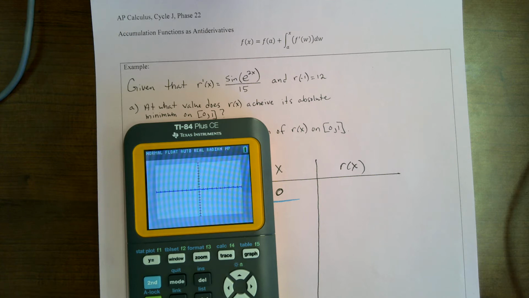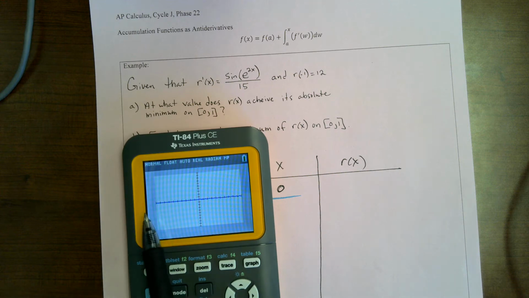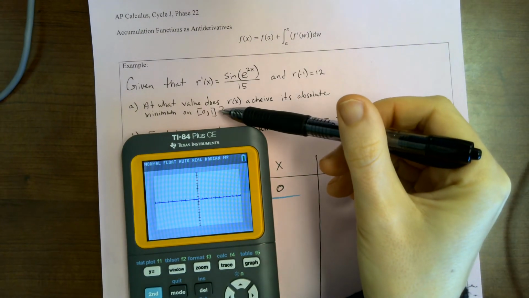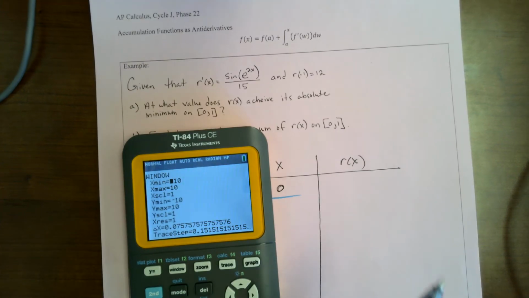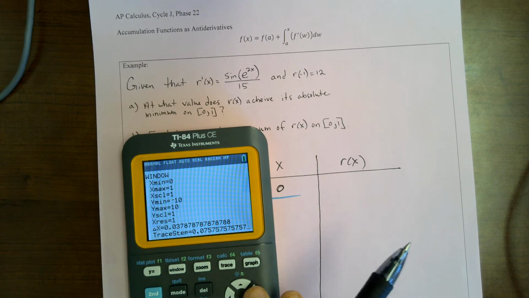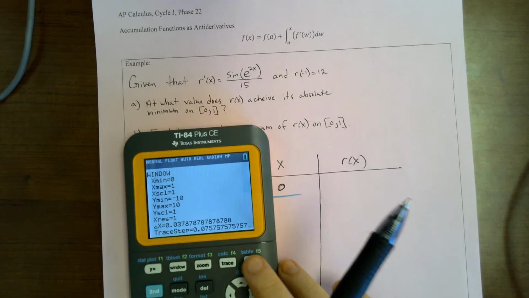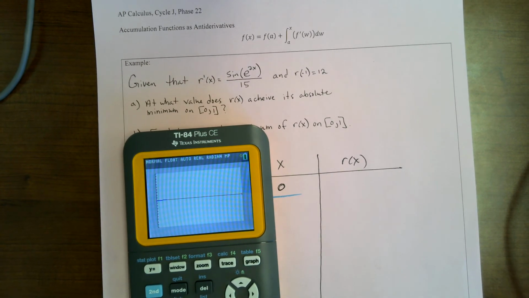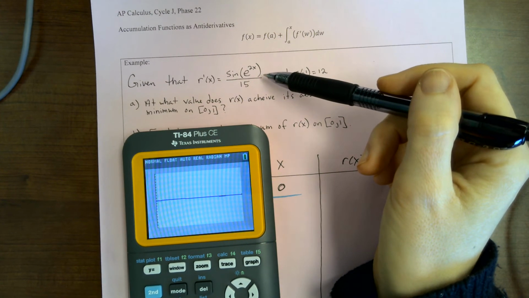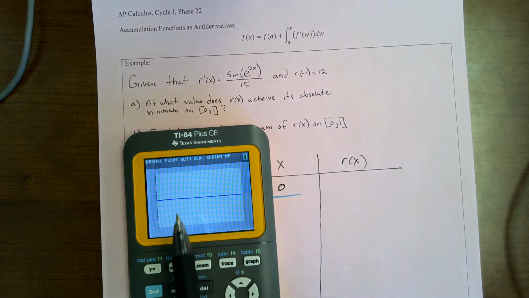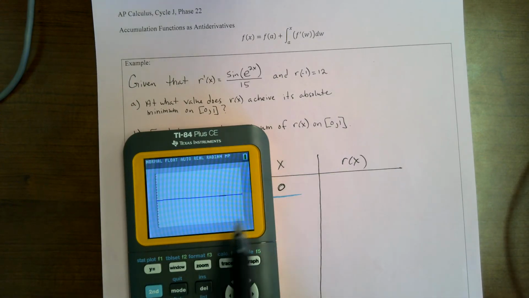First of all, these x values are going from -10 to 10. I only want to consider them from 0 to 1. So I'll go to my window and change x min to 0 and x max to 1. On this interval, I'm looking for the x values where r prime is 0, and it's really hard to see where they could be.